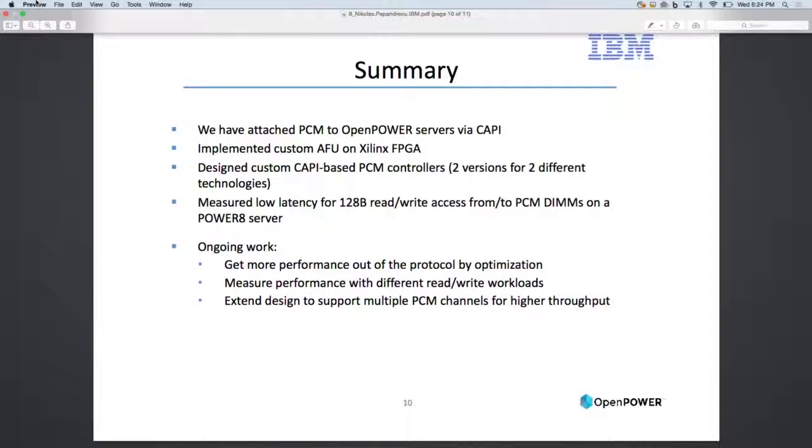So, in summary, we have attached PCM to OpenPOWER servers via CAPI and implemented a custom AFU on Xilinx FPGA. We designed custom CAPI-based phase change memory controllers, two different versions for two different technologies. And we measured low latency for 128-byte read and write access from two PCM DIMMs on a Power server. As a next step, we are working on improving the performance by doing some protocol optimization at the AFU level, and also measure the system performance for different read and write workloads, and also to try to extend the design in order to support multiple PCM channels for higher throughput.